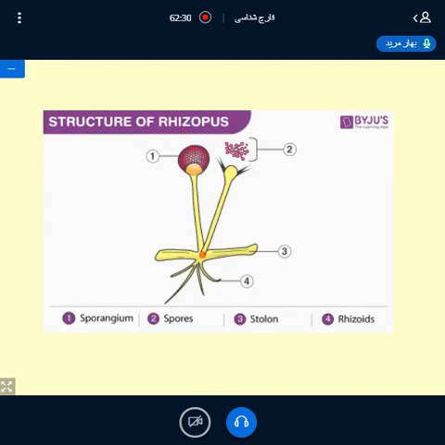In this picture, you see rhizoid. Rhizoids absorb water and nutrition. Stolon, sporangium, and sporangiospore or aplanospore.